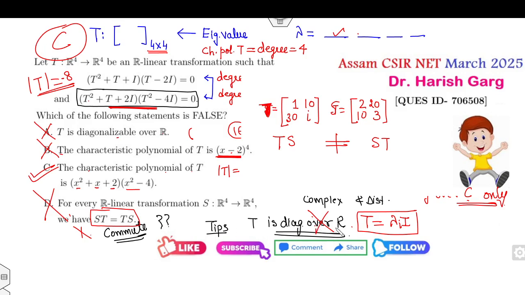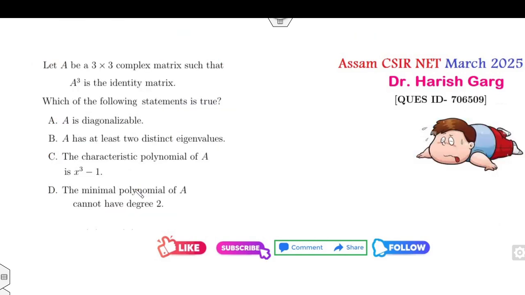If it is diagonalizable over R, then you can write it as a linear combination, and then we can think about that. But this matrix is not diagonalizable over R, so there is no need to think about commuting matrices.